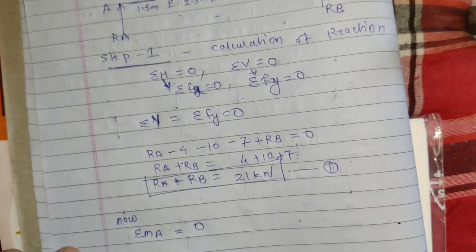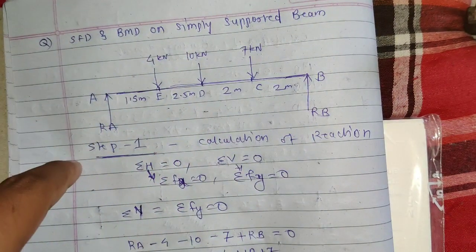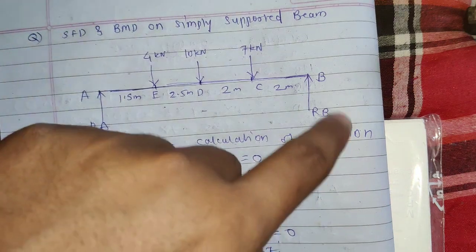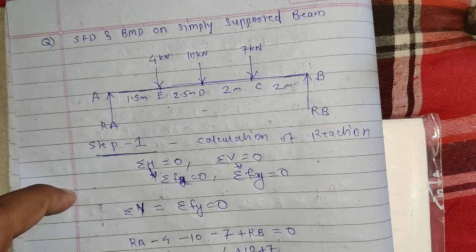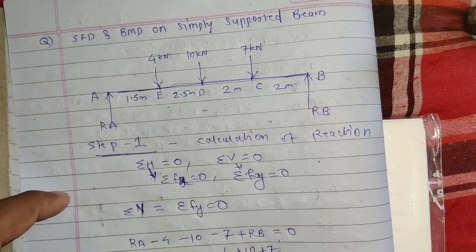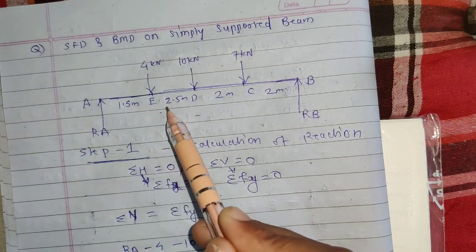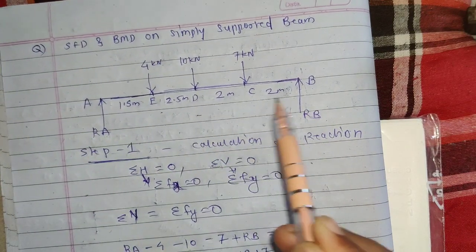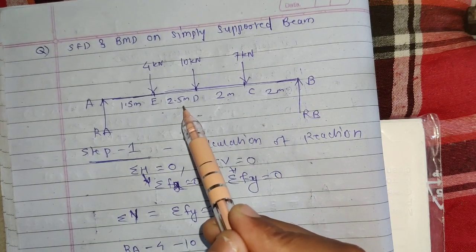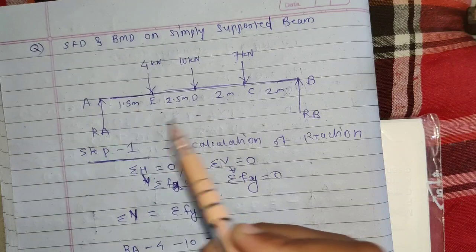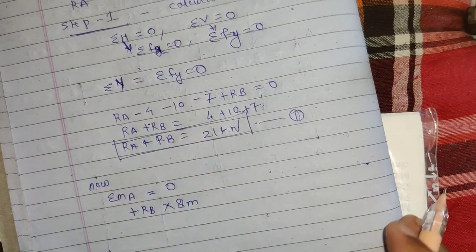So Rb is going in the anti-clockwise direction, and anti-clockwise movement is positive. So Rb into the distance from Rb to A: 1.5 plus 2.5 plus 2 plus 2, 2 plus 2 is 4, 4 plus 2.5 is 6.5, 6.5 plus 1.5 is 8. So this is 8 meter.